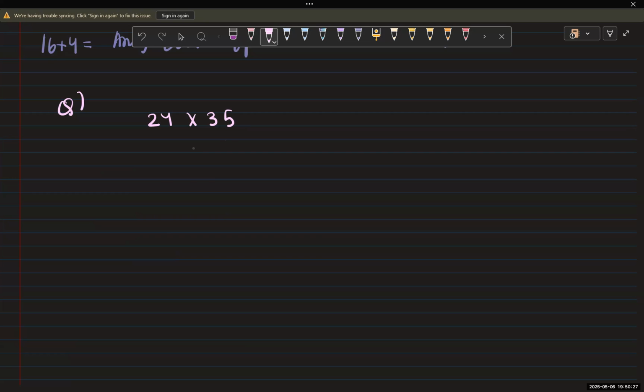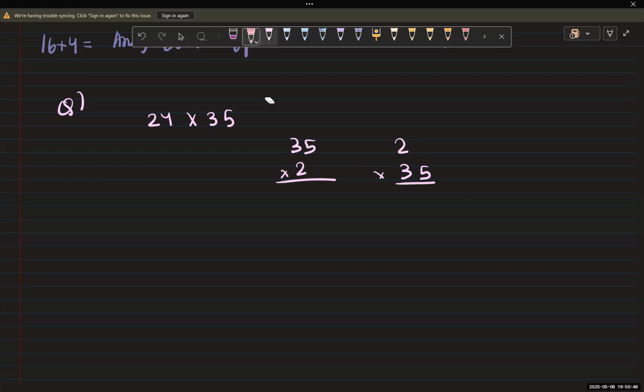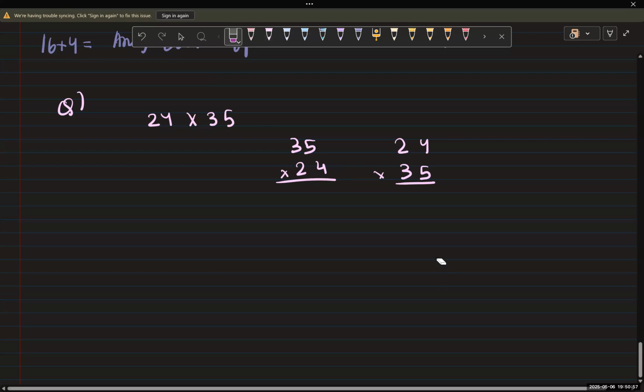So I'm going to write 35. You can write it like this, or you can also write it like this. You'll get the same answer. But what I prefer is writing the smaller numbers below so that it's easier for me to remember the table. So I'll keep 24 at the bottom and we'll start.